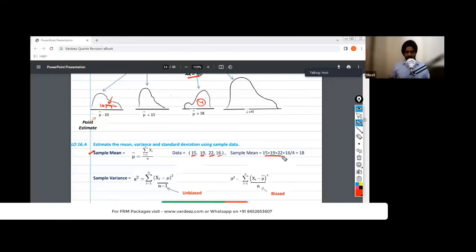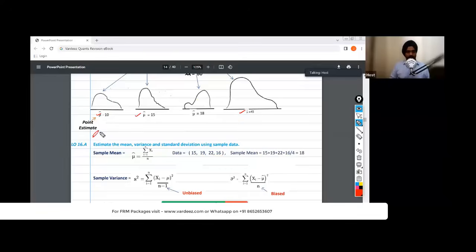Okay, so I'll just add up all these things divided by 4 people in the data, just a pure arithmetic mean formula, and I get the answer as 18, which is what I have over here. The mu hat is 18. Similarly, I found it for all the other data points.